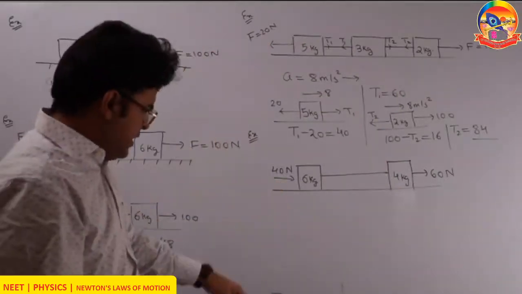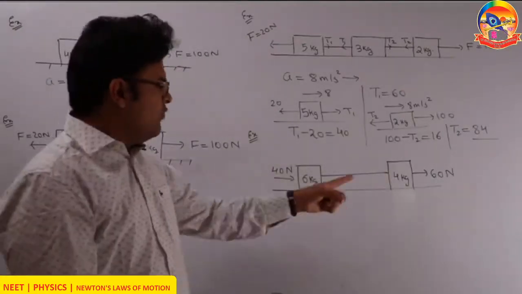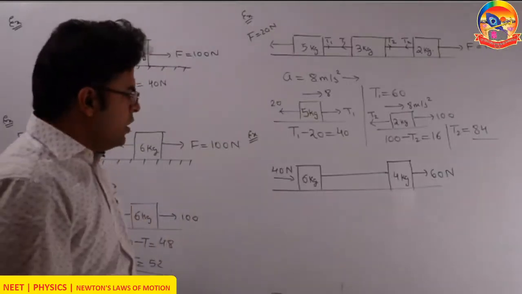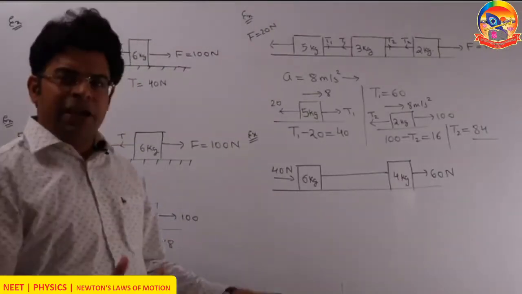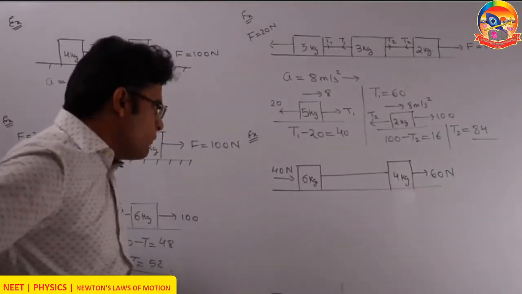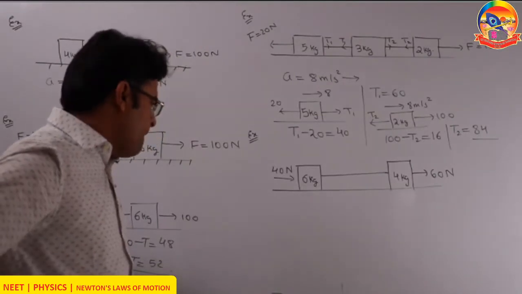Moving on to the next question. Now we have two blocks of mass 6 kg and 4 kg. On the forward block, there is a force of 60. On the backward block, there is a force of 40. The question is, will the string remain tight or not? How to answer this? Will they both accelerate together or not?